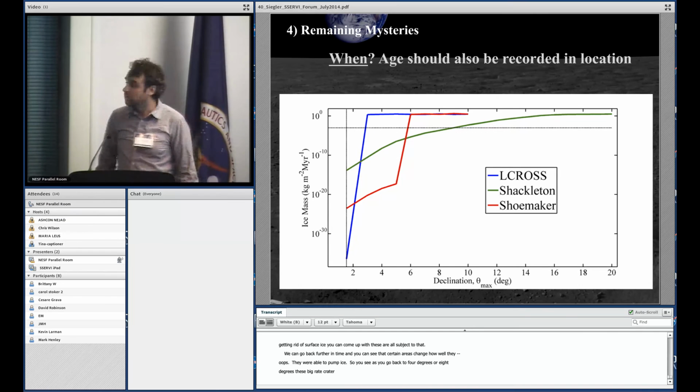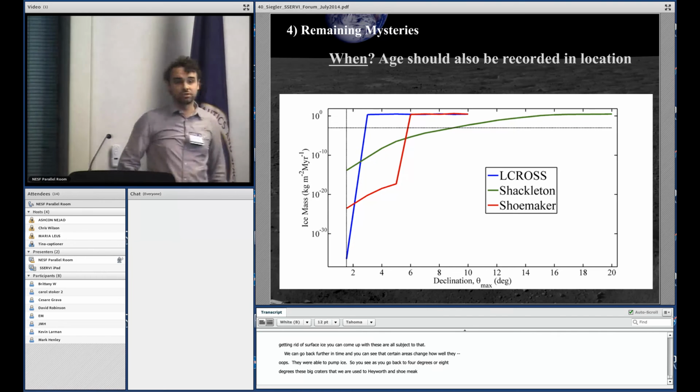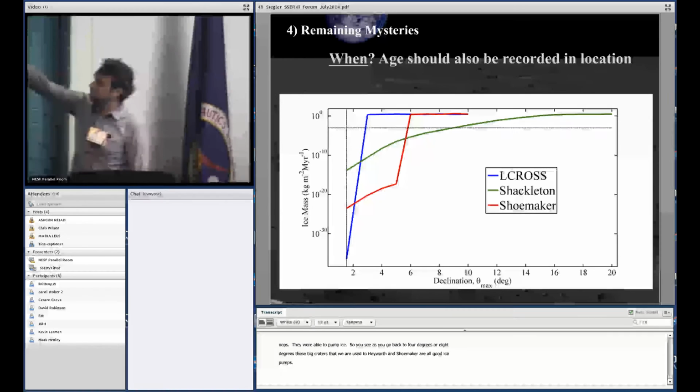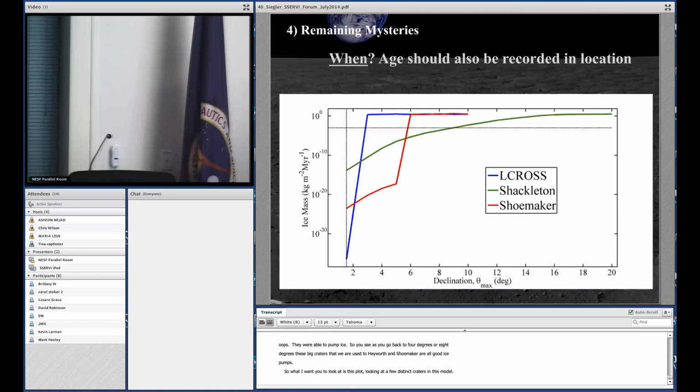So what I want you to look at is this plot here, which is sort of a summary of all that, of looking at a few distinct craters in this model. And you can see Shackleton, right? Shackleton has always been cold and has been a good ice pump for most of its history. So this is back in time here, back in higher angle.